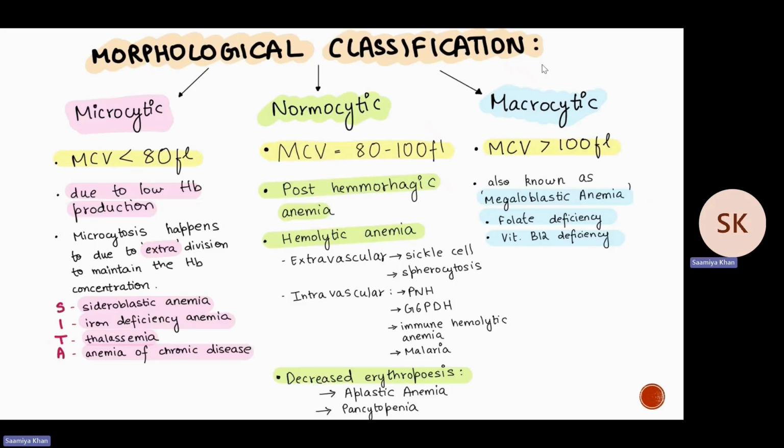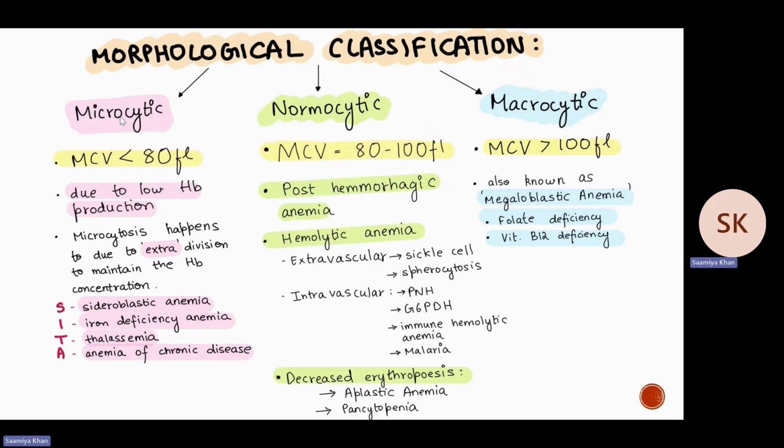So this is the flowchart for morphological classification that I have made, and you have to draw this in your exam. If you draw this in your exam, I'm pretty sure the examiner is going to be happy. The morphological classification consists of microcytic anemia, normocytic anemia, and macrocytic anemia. Normocytic means that MCV is around 80 to 100 femtoliters. That's the normal size of the RBC. If it's less than that, it's microcytic, and if it's more than that, it's macrocytic. So more than 100 is macrocytic, less than 80 is microcytic.